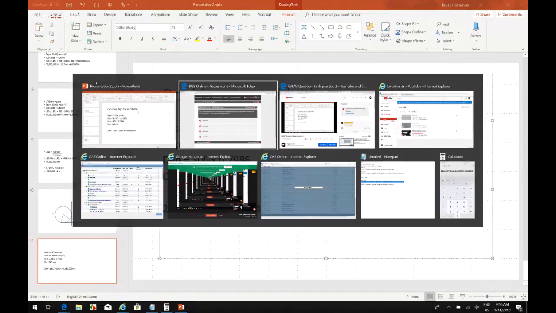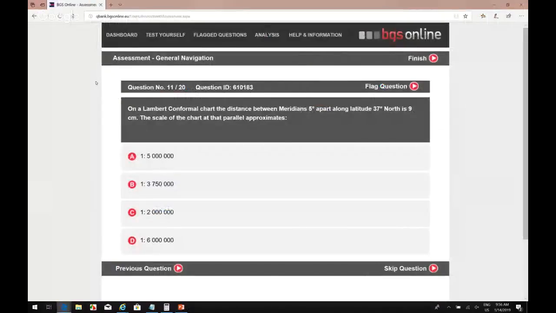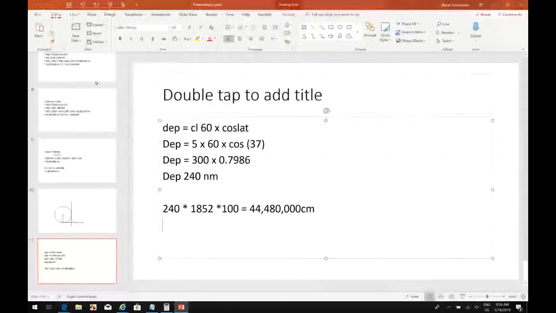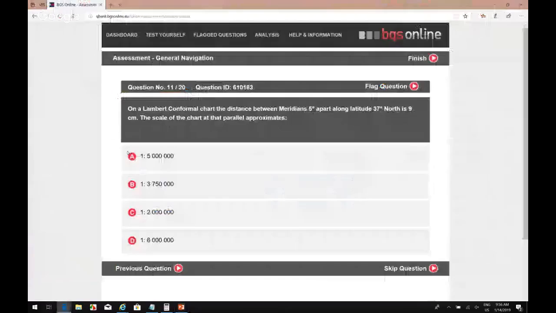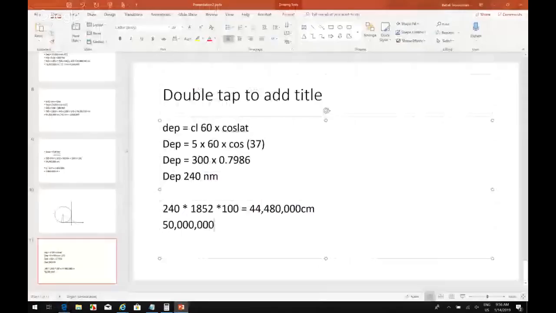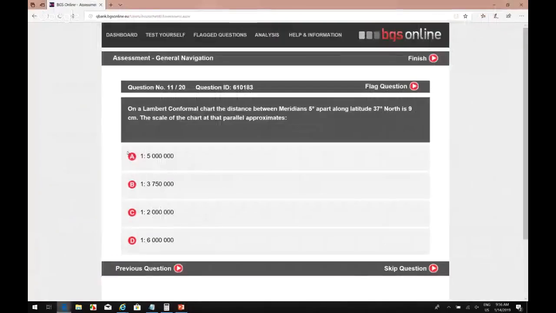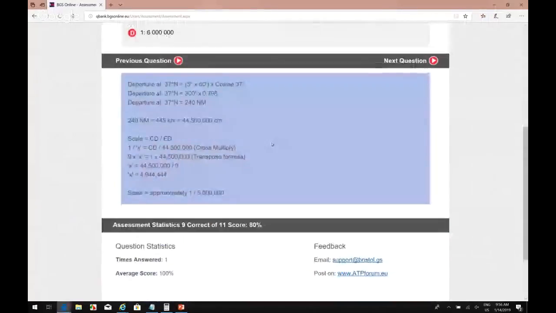And the scale, 5 degrees is 9 centimeters. So divide that by 9. So 49,387. So that's about nearly 50 million. Let's just say 50 million. What's our answers here? 50 million? Sorry. 1, 2, 3, 4, 5. There's 5 million, sorry. There's 5 million. Good, got that.